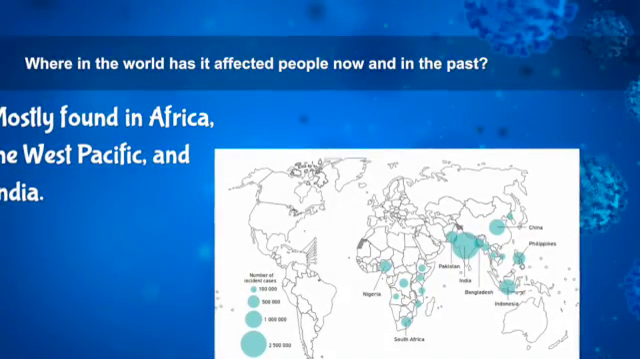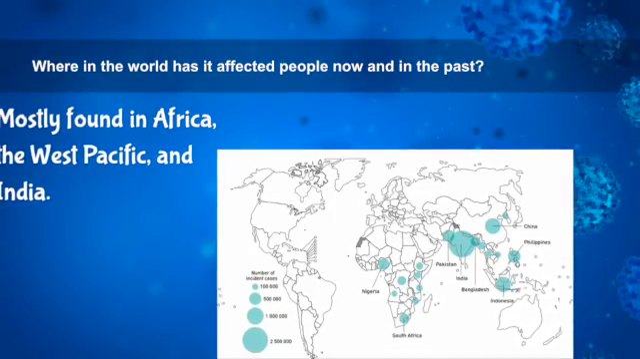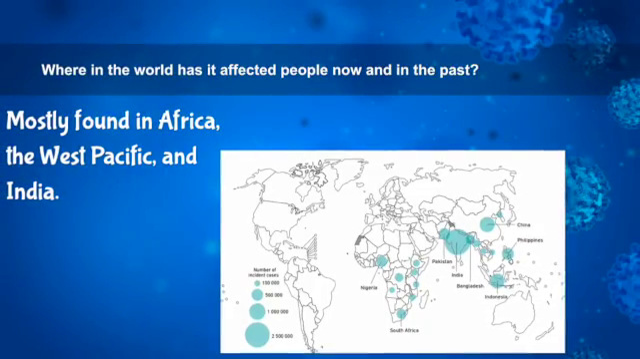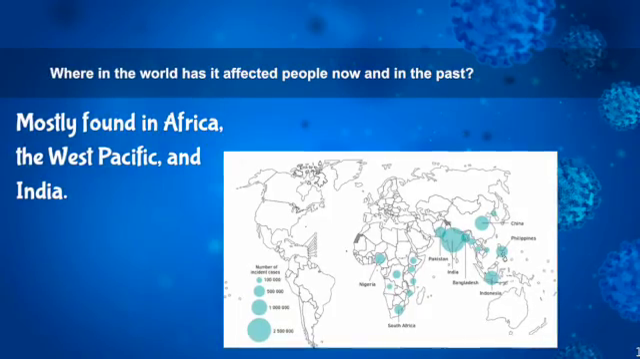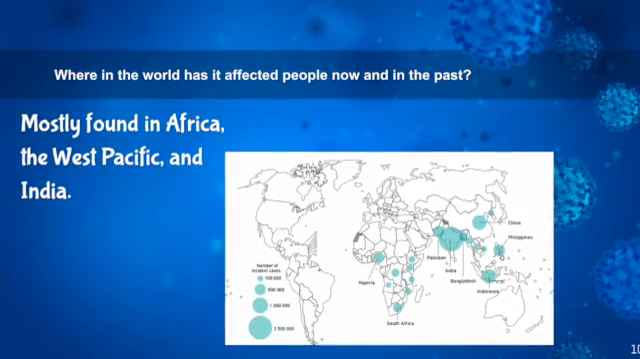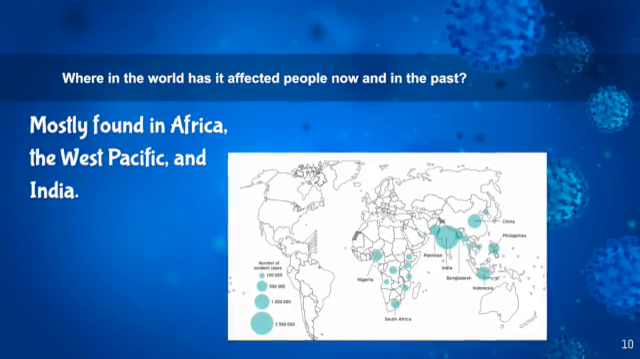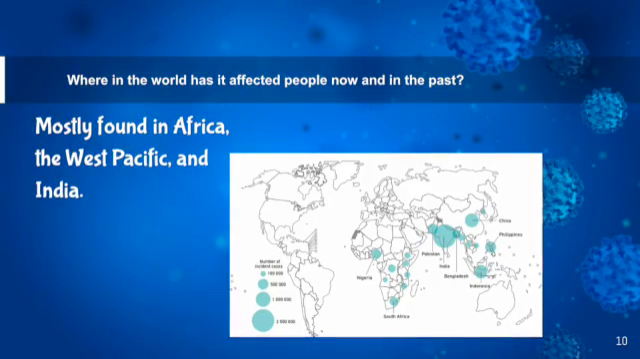Where in the world has it affected people now and in the past? So in the late 1800s, TB was mostly spreading in the United States and in Europe. Tuberculosis is now found worldwide but mostly found in Africa, the West Pacific, and Eastern Europe. Also, a total of 1.5 million people died from TB in 2020, but worldwide, TB is the 13th leading cause of death and the second leading infectious killer after COVID-19.